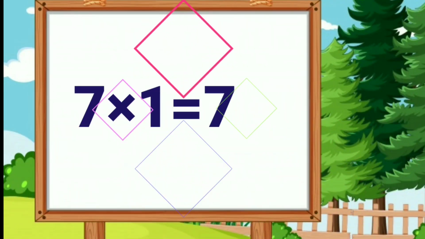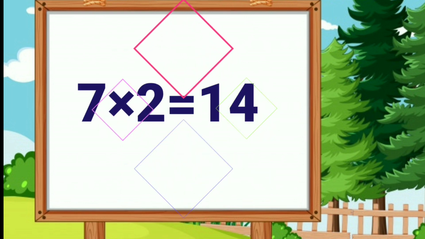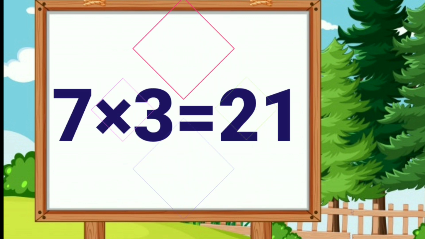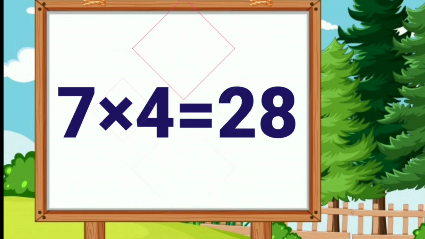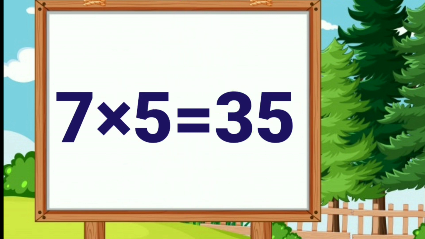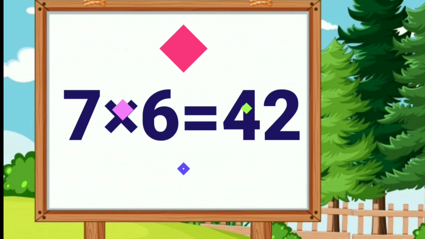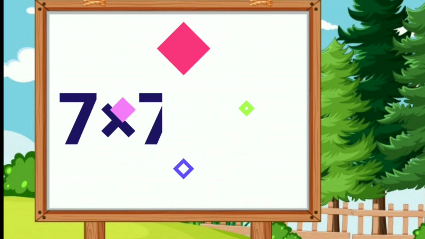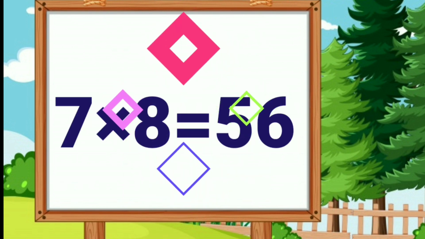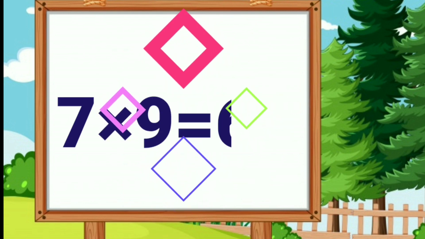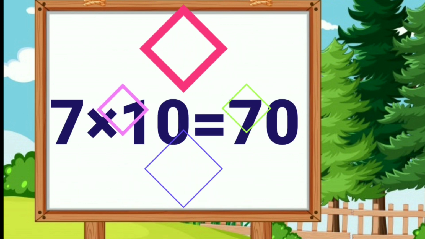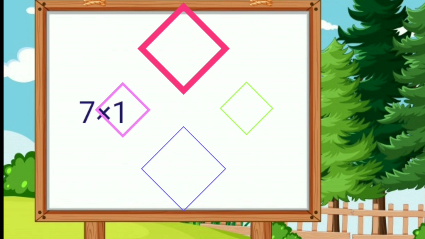Seven ones are 7. 7 twos are 14. 7 threes are 21. 7 fours are 28. 7 fives are 35. 7 sixes are 42. 7 sevens are 49. 7 eights are 56. 7 nines are 63. 7 tens are 70.